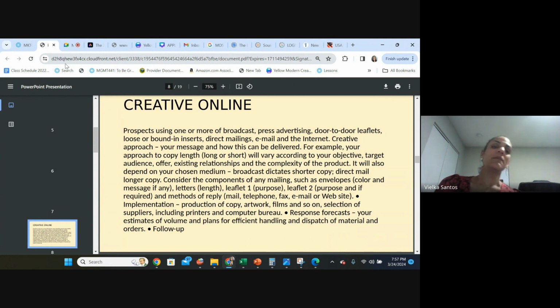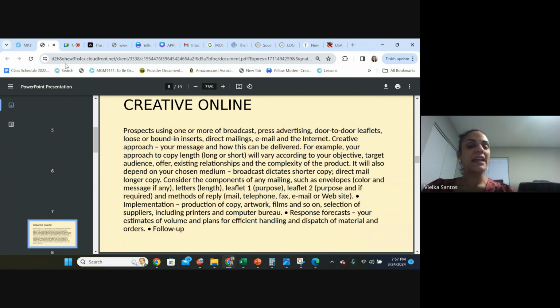Also, when we are talking about social media, it's important to think about this. Broadcast type text, shorter copy; direct mail, longer copy. So consider the components of any mailing, such as envelopes, color, message. Have you noticed a lot of letters that you receive look like handwriting, right? They are trying to get your attention. Leaflet one purpose, leaflet two, etc. And methods of reply. Okay, implementation: production of copy, artwork, films, and so on.